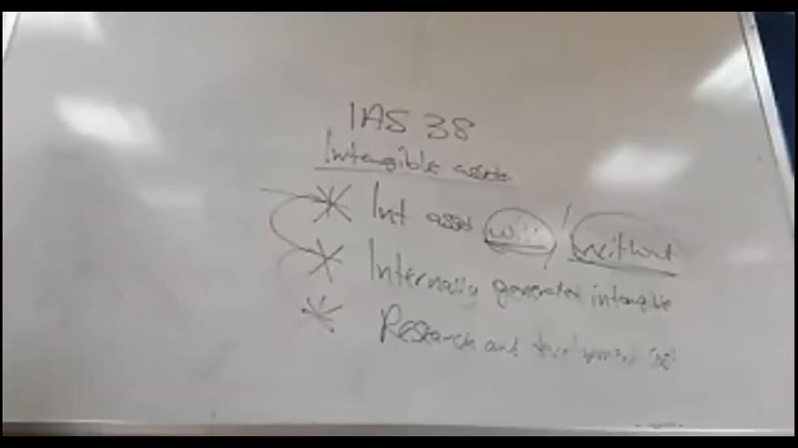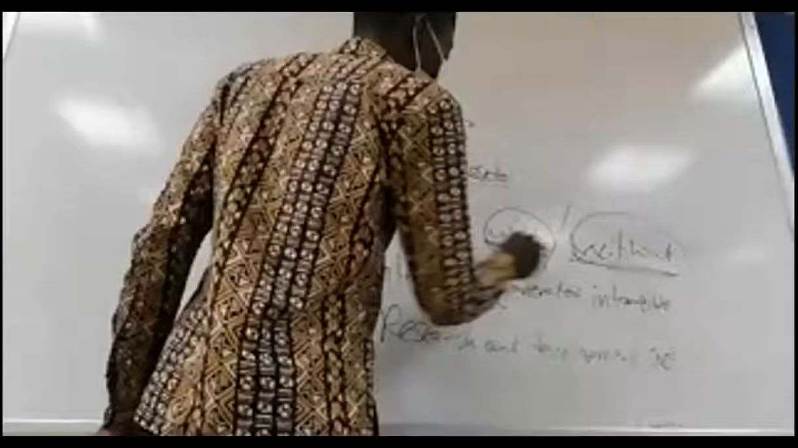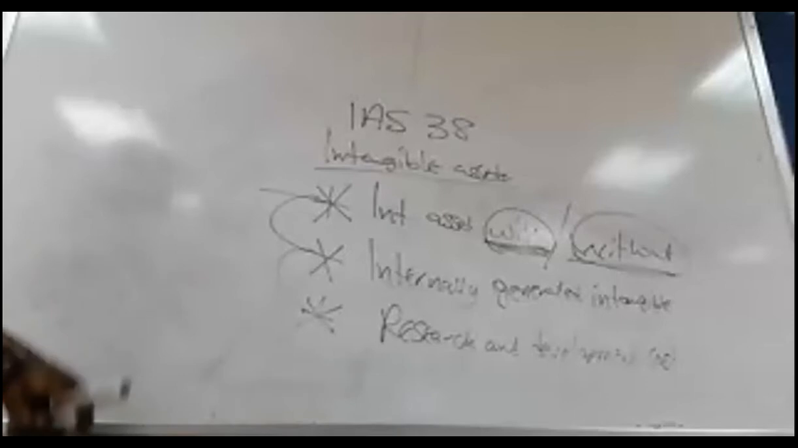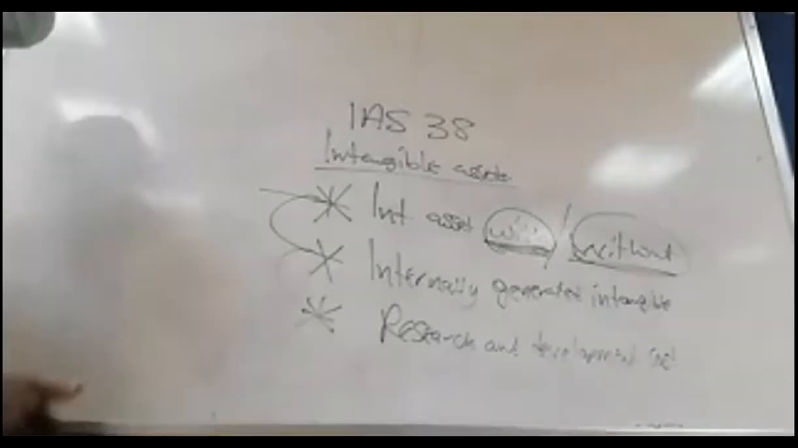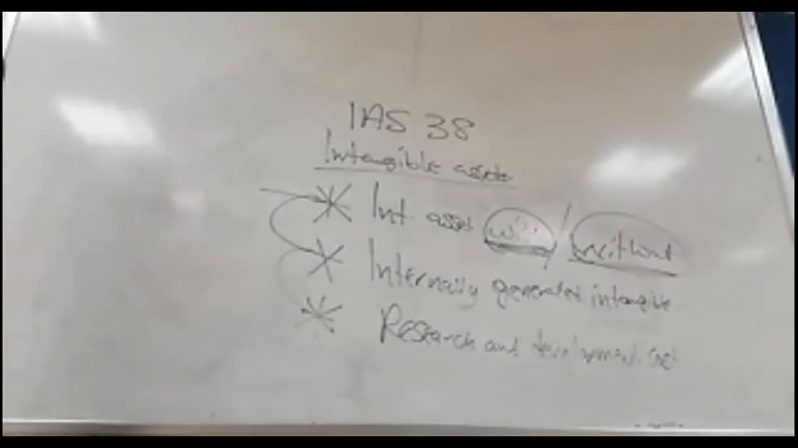Good. So I'm done with this. If it's with definite life, depreciate. Depreciating an intangible asset is what we refer to as amortization. Amortization is a term used for depreciation of intangible assets.